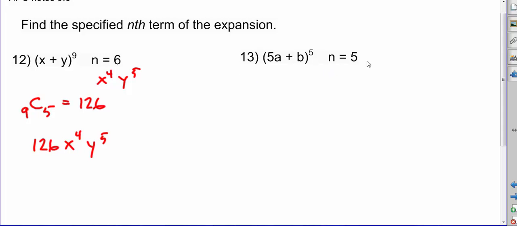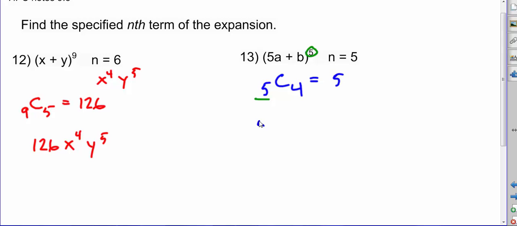Our n equals 5 term, we're going to use 5c4 in this particular case. Essentially, you're using the exponent 5 goes right here, where we do n minus 1 for the second part of our nCr. So 5c4 is equal to 5.